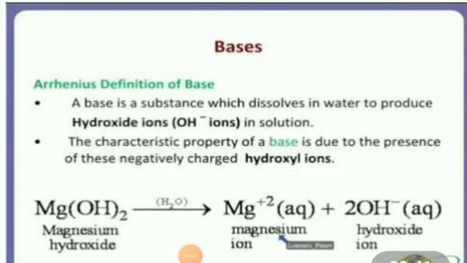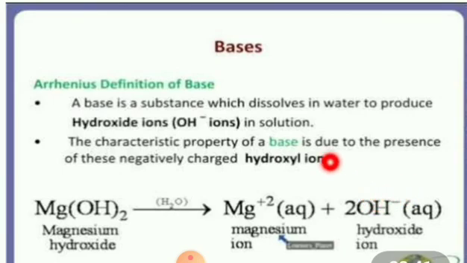So what is a base? A base is a substance which dissolves in water to produce which ion? Hydroxide ion. That means it is a base. What about acid? The substance which dissolves in water to produce hydrogen ion. Only hydrogen ion. That is called acid. Base means after dissolving, that substance releases hydroxide ion. OH is nothing but hydroxide ion.